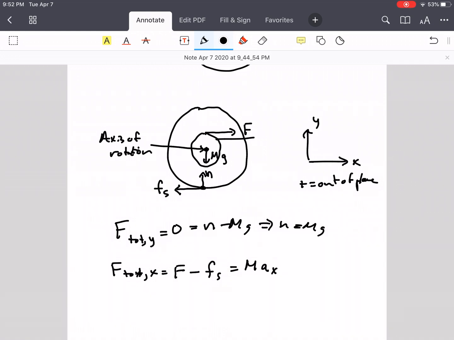And finally, torque. Since this is an object with rotational motion, the total torque in the z direction. So which of these forces is going to cause torque?